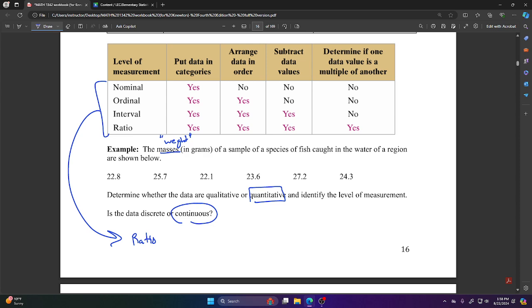And the ratio, because of its weight of a fish, can you have a negative weight on a fish? The fish wouldn't exist, right? So it wouldn't make sense to have a negative weight. Very good. Very good. See, not too bad.